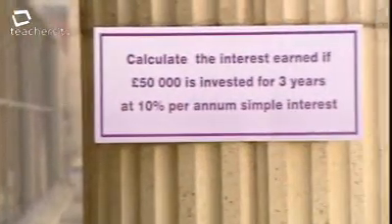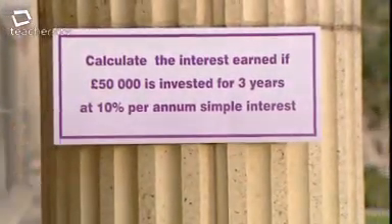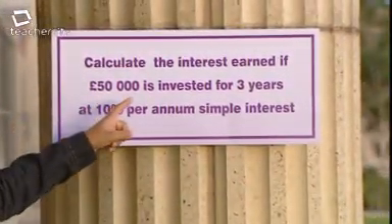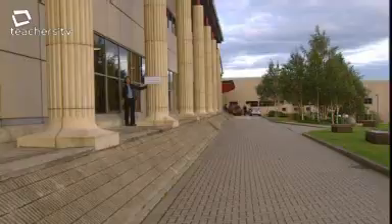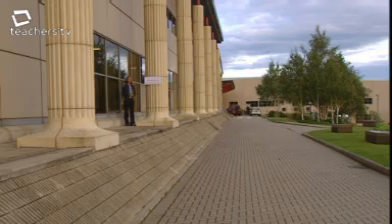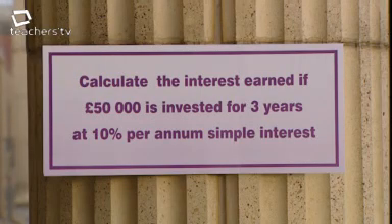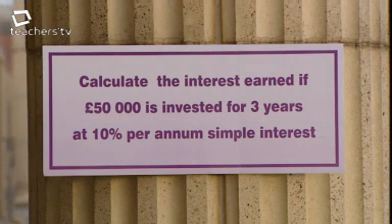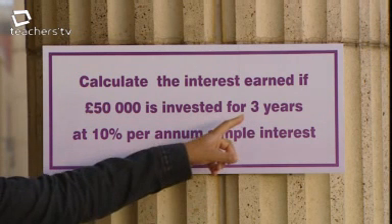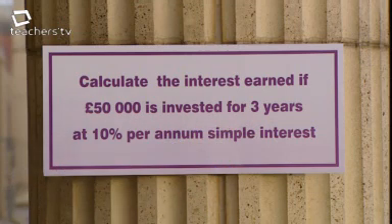A typical question might be, calculate the interest earned if £50,000 is invested for 3 years at 10% per annum simple interest. You're given three things here: the amount of money you start with, which is £50,000, also known as the principal amount, the length of time it's invested for, which is 3 years, and the interest rate, which is 10%, expressed as a percentage per annum, which simply means per year.